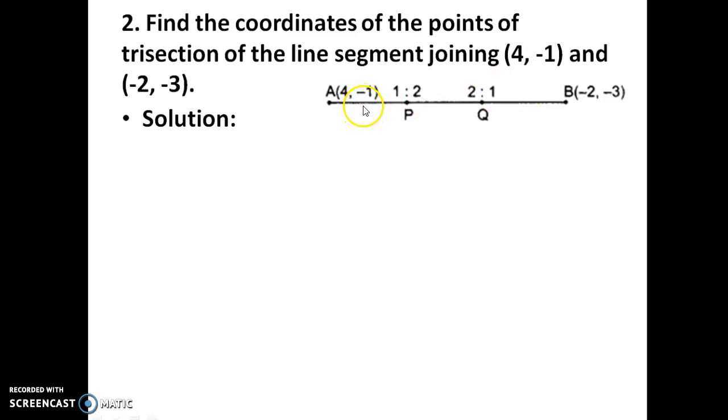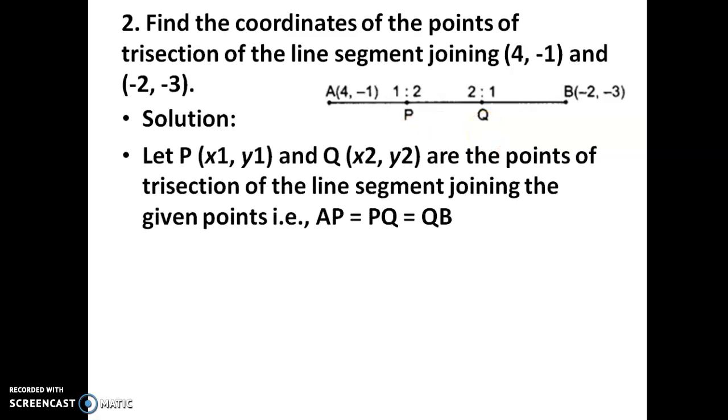If it is the first section, this point will be in the ratio of 1:2. Out of 3 parts, this is 1 part and the remaining part is 2. That's why the 1:2 ratio. Here this full line is 3 parts, so this side is 2 and this side is 1. That's why this point is in the ratio of 2:1. Now we found the ratio also. We know the A and B coordinates also. We have to find out the coordinates of P and Q by the formula.